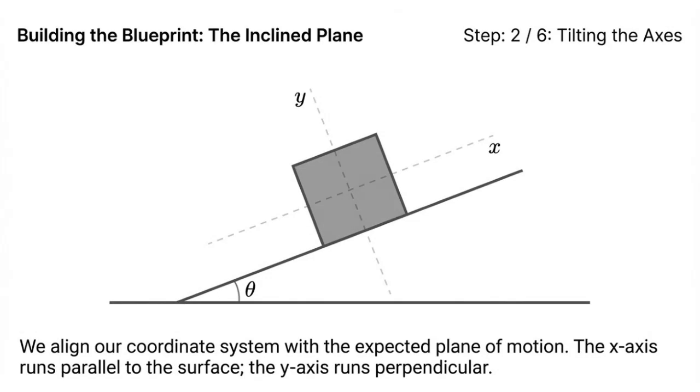Next, we adjust our coordinate system to match the inclined plane's angle. By tilting the axes, we set the x-axis to run parallel to the surface, while the y-axis is perpendicular to it. This makes it easier to analyze motion along and normal to the plane, as all forces and displacements align with these new directions. Setting up the axes this way is a key step in simplifying the problem.